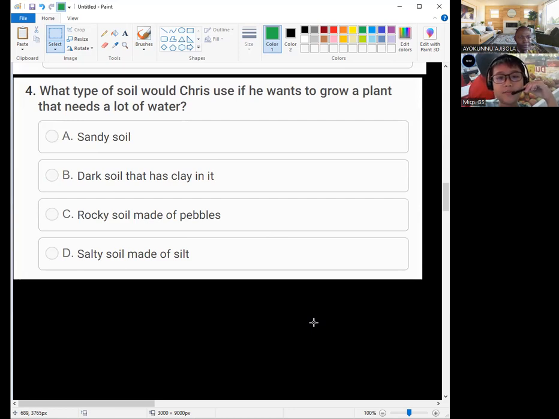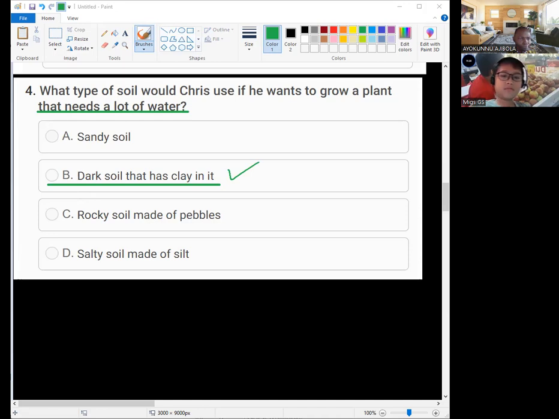Which type of soil would Chris use if he wants to grow a plant that needs a lot of water? Dark soil that has clay in it. That's correct, because clay usually keeps a lot of water. So that means it is dark soil that has clay in it. That's correct. Let's look at the next question.